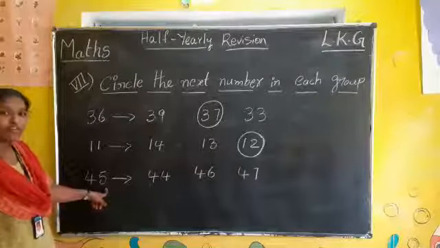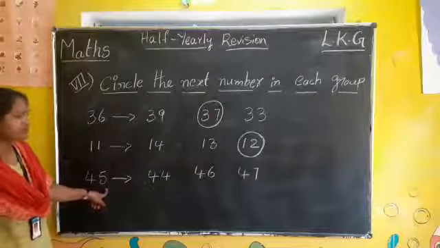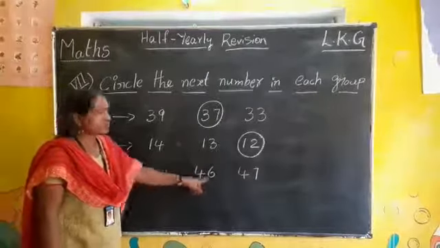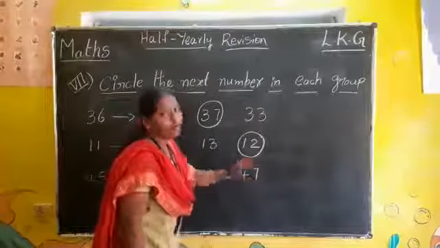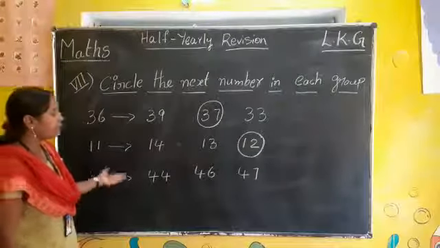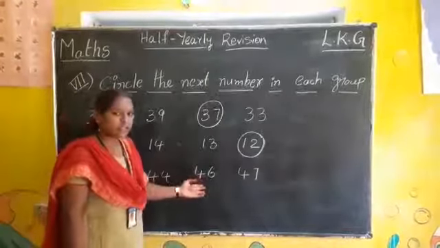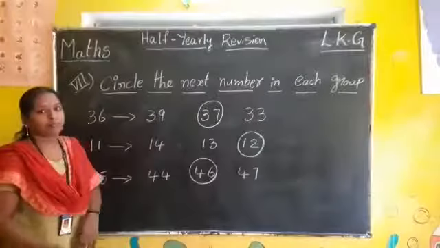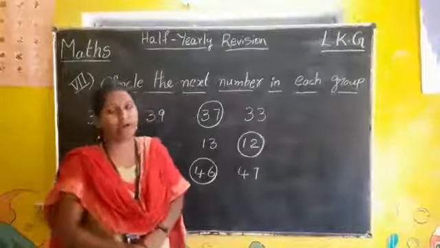Now next, 4, 5, 45. After 45, which number will come? Come on. 4, 4, 44. 4, 6, 46. 4, 7, 47. Which number? After 45, 46. Come on, circle, children. Okay. Did you understand? Okay, practice well, children.